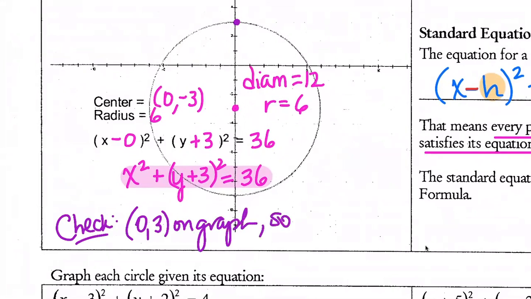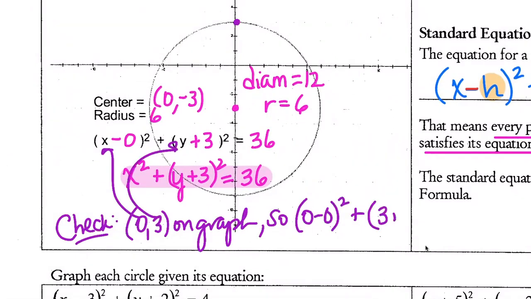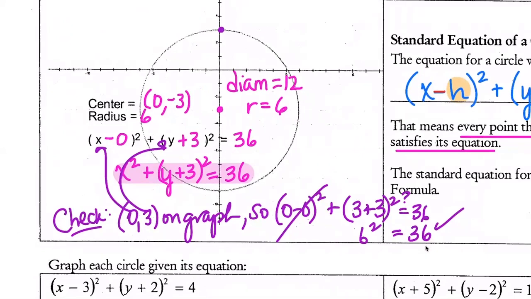So when you put that in to that equation, it should say, let's see, 0 is going in there. So 0 minus 0, quantity squared, plus 3 plus 3 quantity squared. Is that equal to 36? Well, that's 0, right? And that's 6 squared. So it checks. Any point that satisfies that equation would actually lie on the circle.